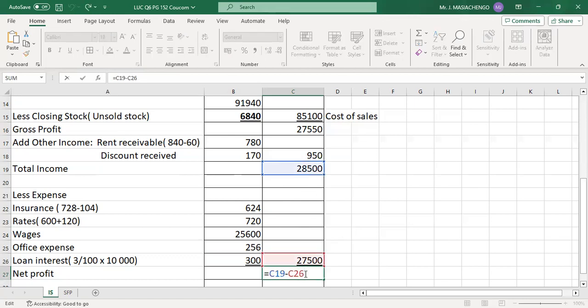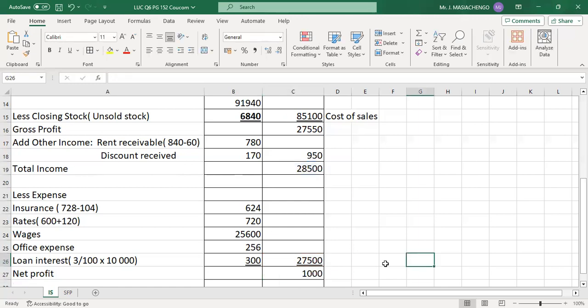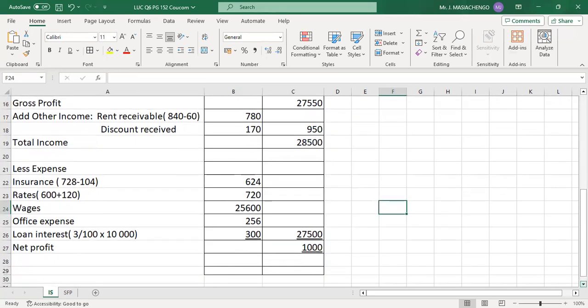Can you see what's happening on the Excel? C19 minus C26. This becomes our net profit. We can now double underline to show that we are fine. We are done with this one. So this is how we prepare the income statement.